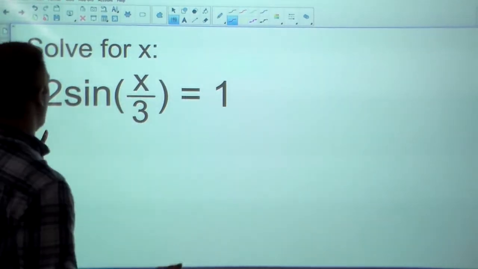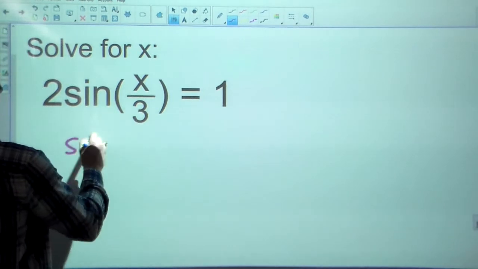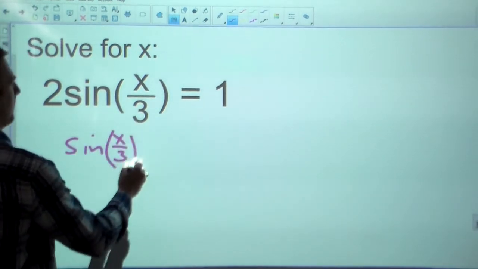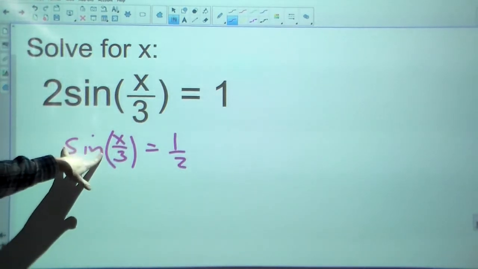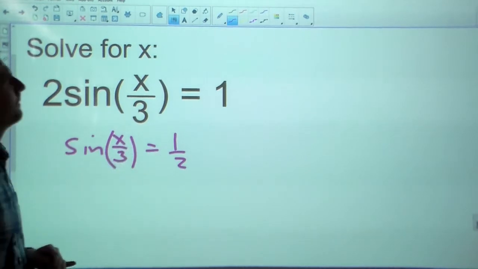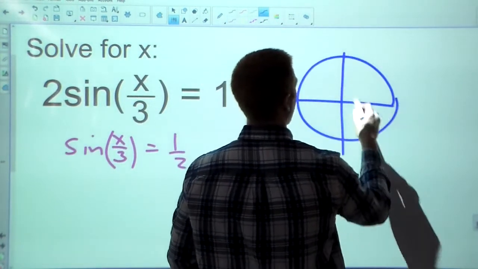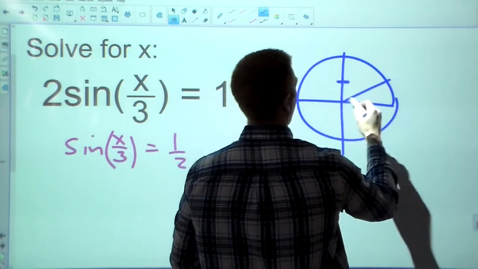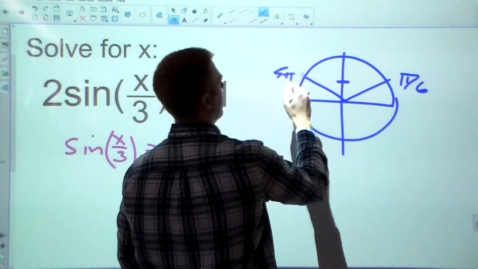So no addition or subtraction, but we can divide out this 2. So let's go ahead and take care of that. So sine of x over 3 is 1/2. Now we can do arc sine, but we really want to know everywhere sine could be 1/2. So I'm going to recommend that we do the unit circle idea. Now sine is 1/2 at pi over 6, and again at 5 pi over 6.